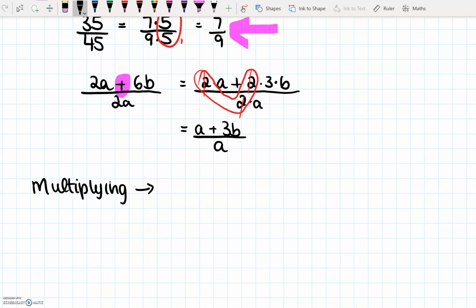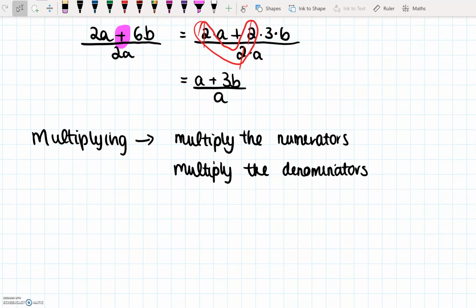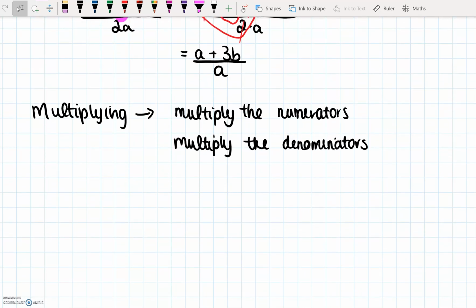With multiplying fractions, you just multiply the top, or we're going to use the correct terms, the numerators, and multiply the denominators. This is how we multiply a fraction. It's the same with normal fractions as with algebraic fractions. And one more step: simplify. Never forget the simplify at the end if possible.